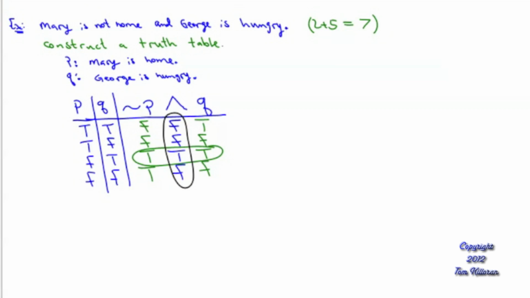But in the end, in the middle, don't it just go back to Mary is not home and George is hungry? It doesn't matter what the statement is. This only says, if Mary is home and George is hungry, the statement is false. This statement up here is false. If Mary is home and George is not hungry, the statement is false. If Mary is not home and George is hungry, the statement is true. The original statement. That's what I just said.